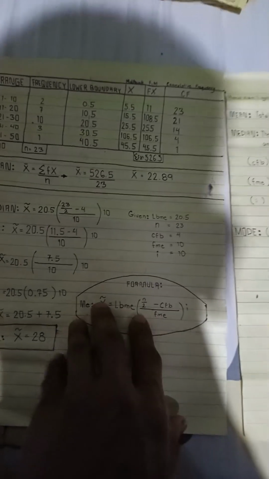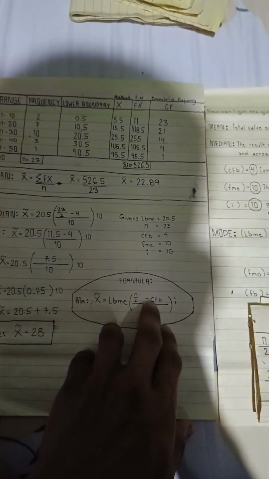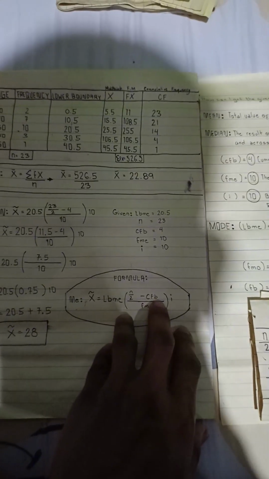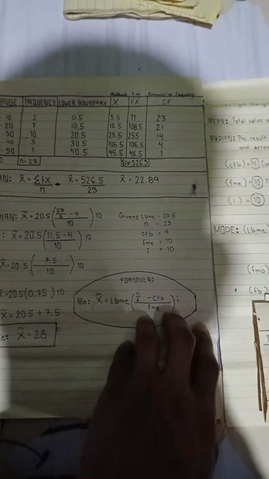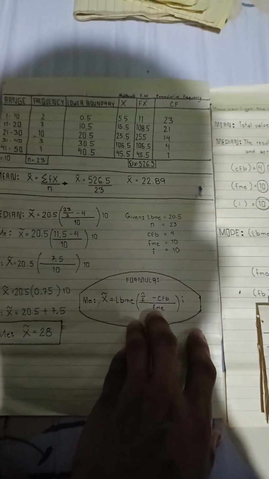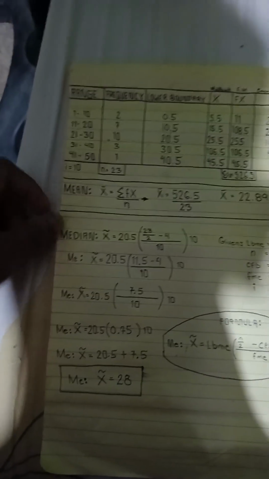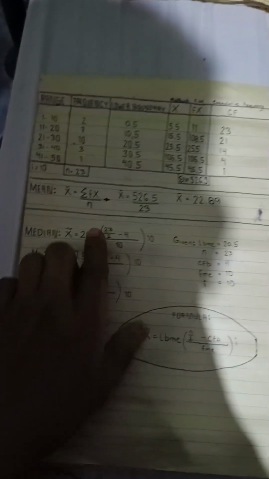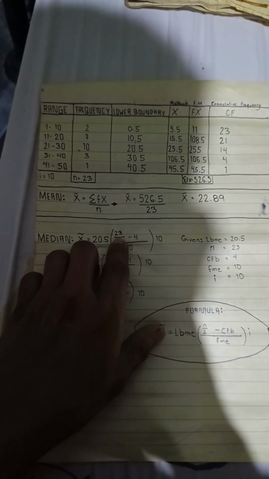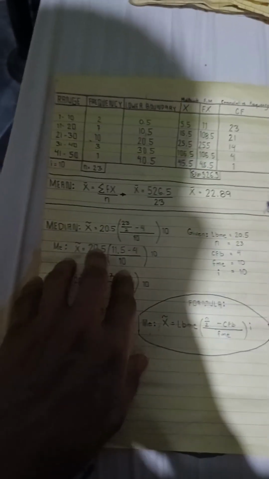It's now the formula. The median equals lower boundary of median class, open parenthesis, n over 2 minus CFB, or the cumulative frequency before median class, close parenthesis, over frequency of median class, multiplied by I, or the interval. So let's proceed. Just substitute the value of each in the formula. The value of LBME is 20.5, value of n is 23, value of CFB is 4, value of FM is 10, I is 10. So compute this.